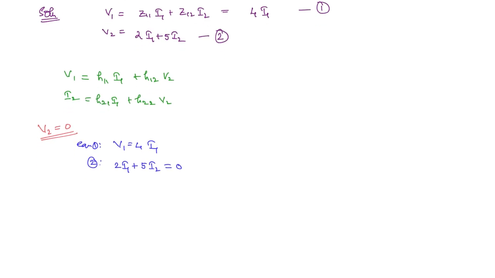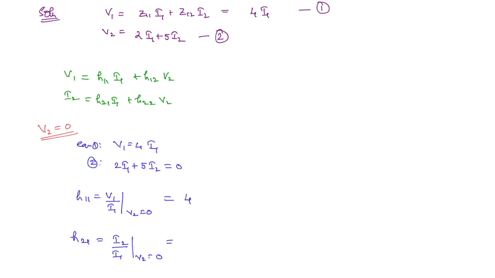Now what we want? H11 is equal to V1 by I1 when V2 is equal to 0. This you can get from equation 1, which is 4. Okay. Then what about H21? This is going to be I2 by I1 when V2 is equal to 0.